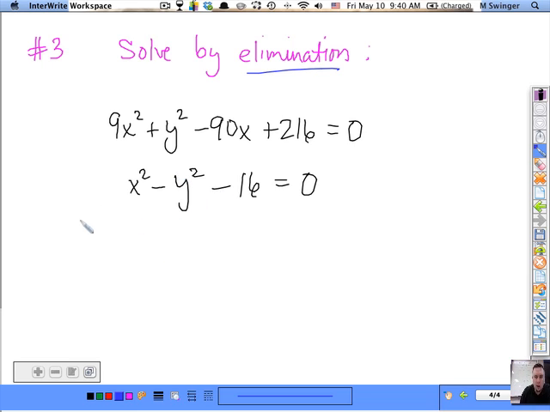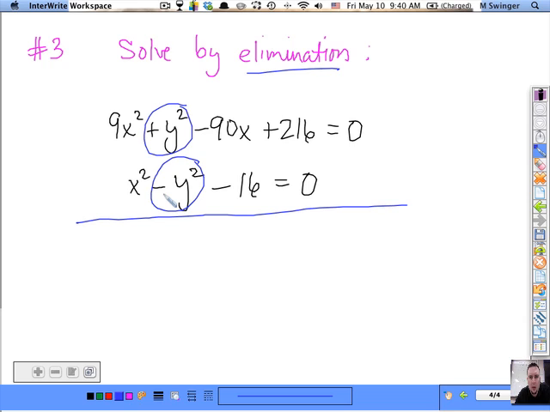Now look at these two equations. Could you add or subtract these two and eliminate? You can in this case. Positive y squared, negative y squared. What if these were two different numbers? Remember multiplying equations by something and then adding or subtracting equations? That's how we do that. So you might have to do that, so be ready for it.